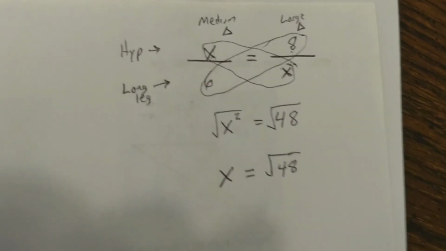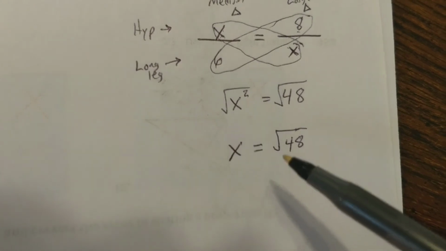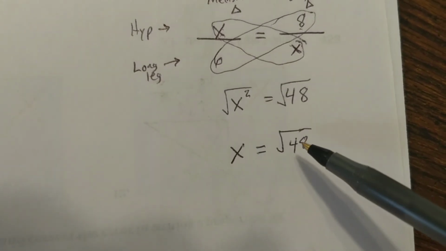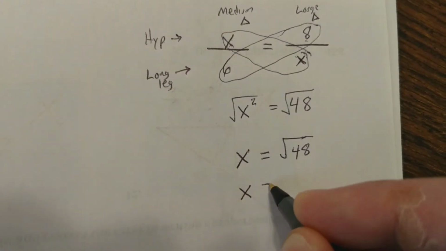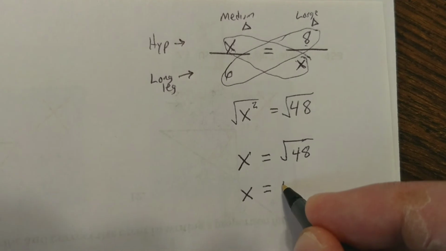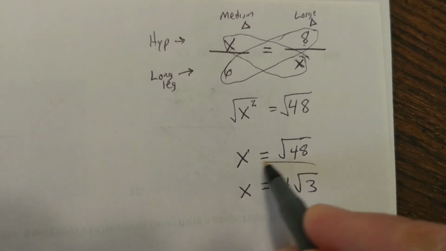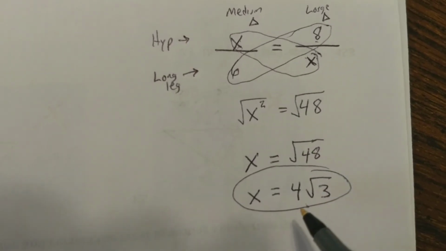And some people have said, well, isn't that plus or minus the square root of 48? If it's just purely algebra, yes. But since we're talking about an actual distance, we can't have a negative distance, so that's going to be positive. If I simplify that radical, I'm able to pull out 4, and that'll end up being 4 times the square root of 3. So either of these would be correct. This one is more simplified.